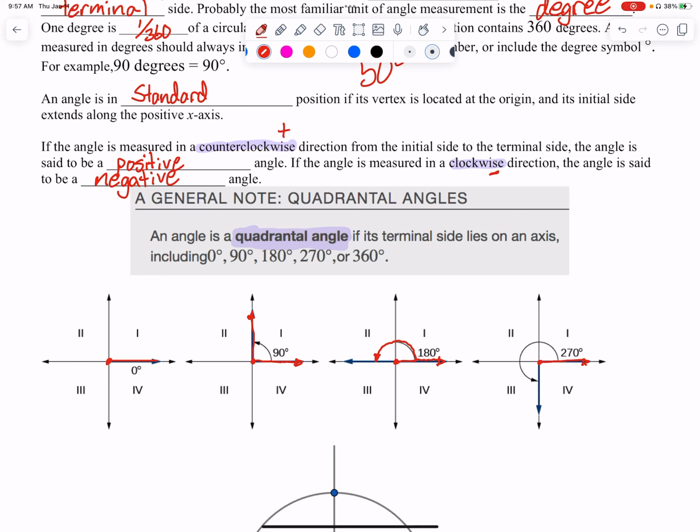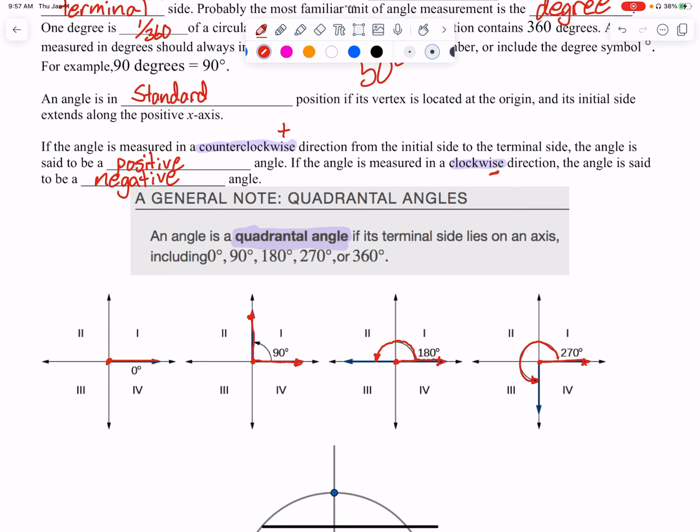I grew up skateboarding, so this 270 makes perfect sense to me. So if you did any kind of sport or anything like that required revolutions, you may be good. So 270 lands on the negative y-axis like that, all the way around. Okay, so those are quadrantal angles.